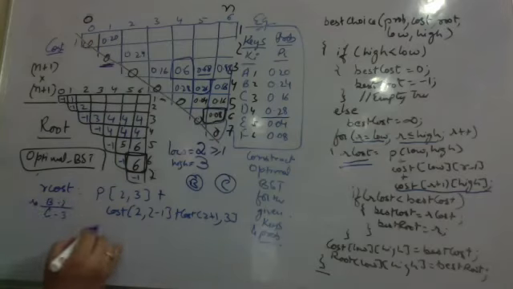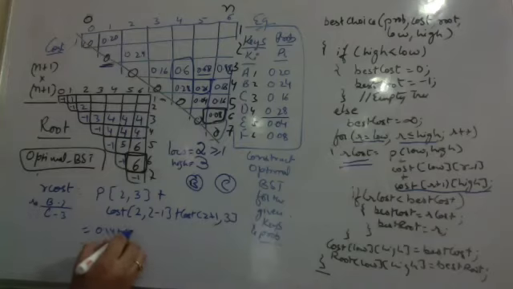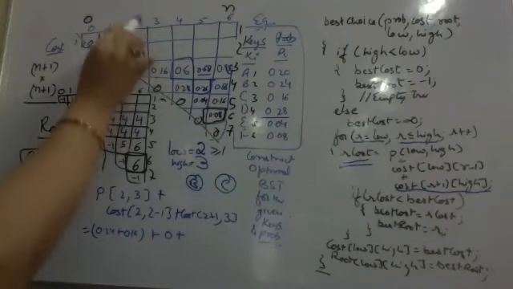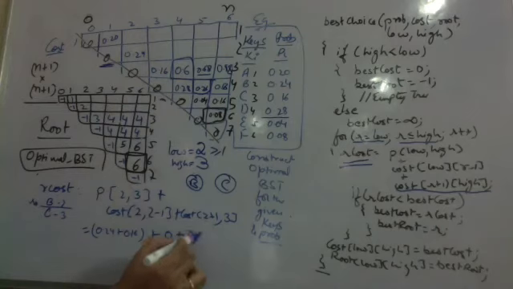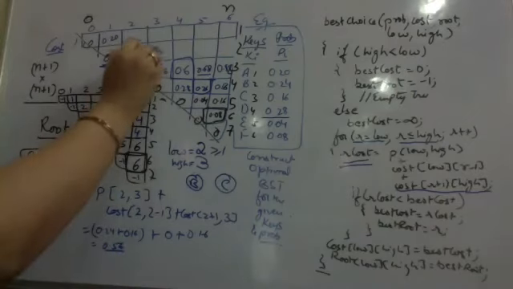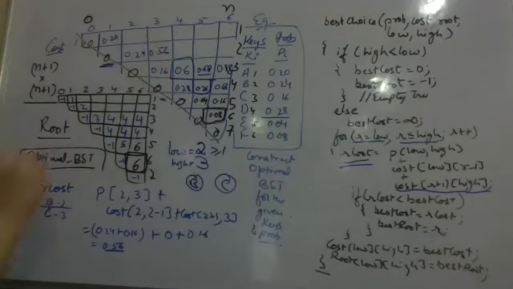This comes out to be probability of node 2, which is 0.24, plus probability of node 3, which is 0.16, plus cost of 2 comma 1, high greater than 1 is 0, empty tree, plus cost of 3 comma 3, that we will see from here, it is 0.16. This comes out to be 0.56. Very correct. Thank you, Khushbu. So this is 0.56 here, and the root here is 2.